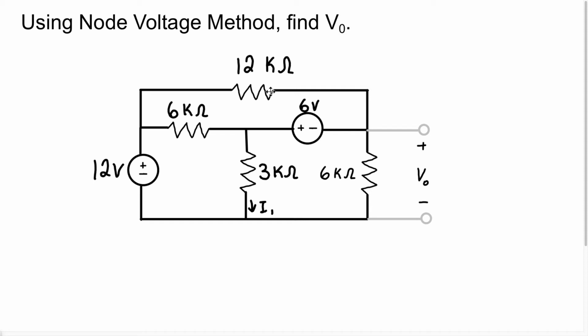In this video, they want us to use the node voltage method to find the voltage VO, which is the voltage across this 6K resistor right here. So the first thing we're going to do is identify all of these essential nodes.